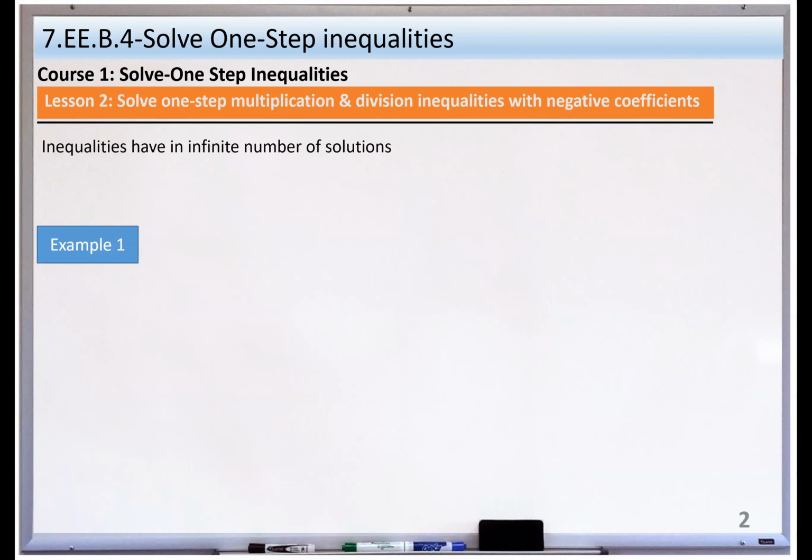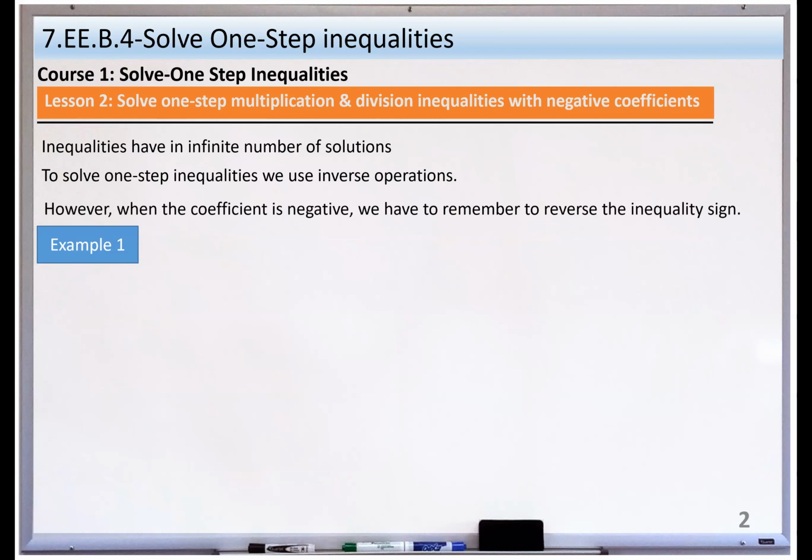Inequalities, we know, have an infinite number of solutions. To solve a one-step inequality, we use inverse operations, same as in one-step equations. However, when the coefficient is negative, we have to remember to reverse the inequality sign. Let me show you an example of why that's true.